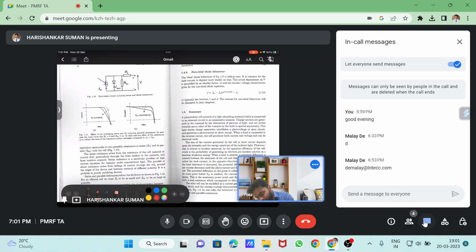Okay, good. You can see there is an effect of series and shunt resistance. Shunt resistance should be high and series resistance should be low. And this is the equivalent circuit. You can see, regarding solar cell.